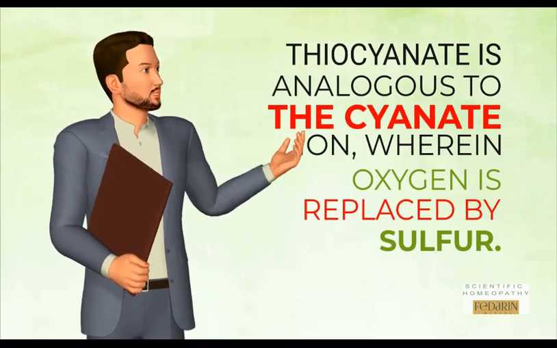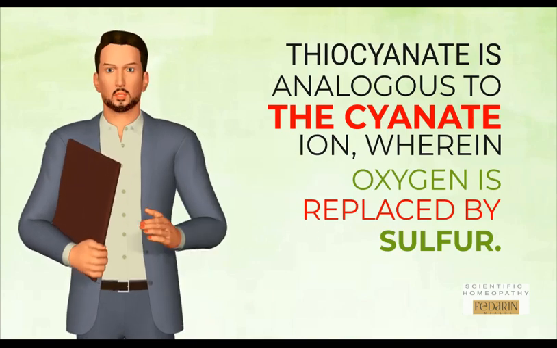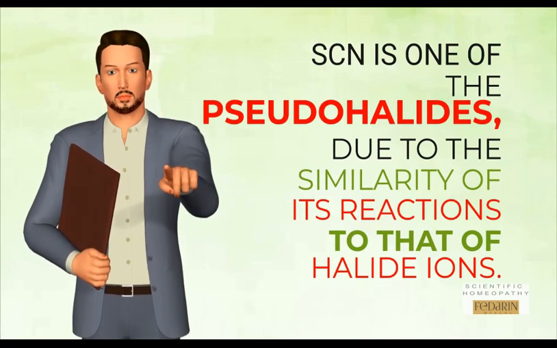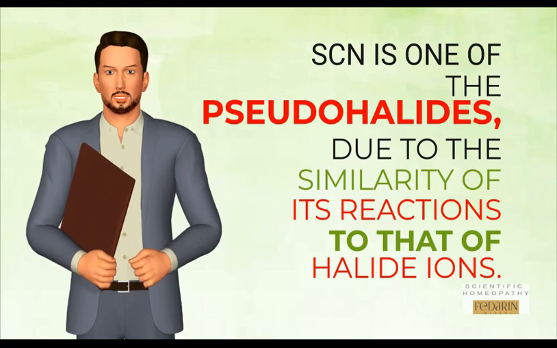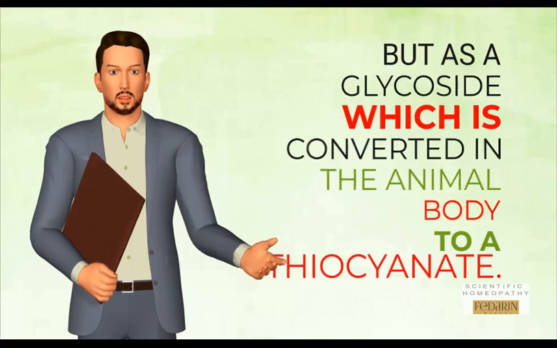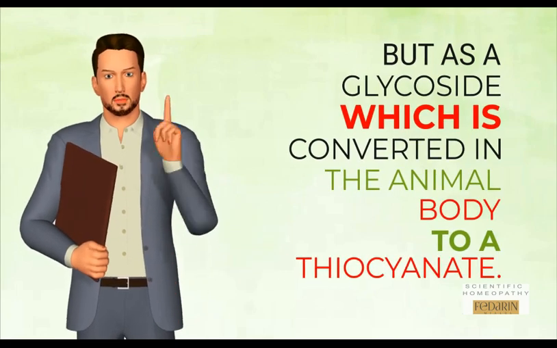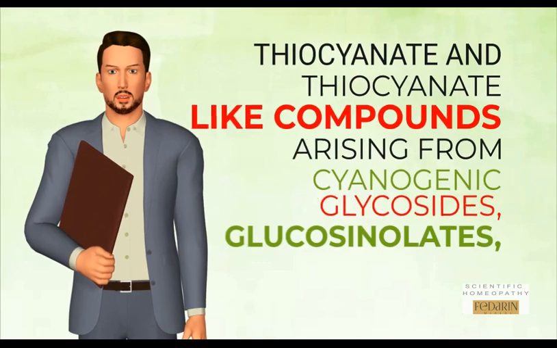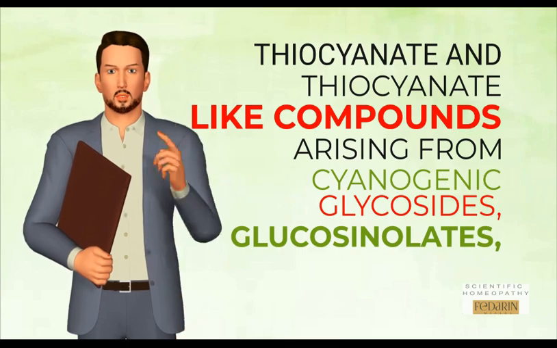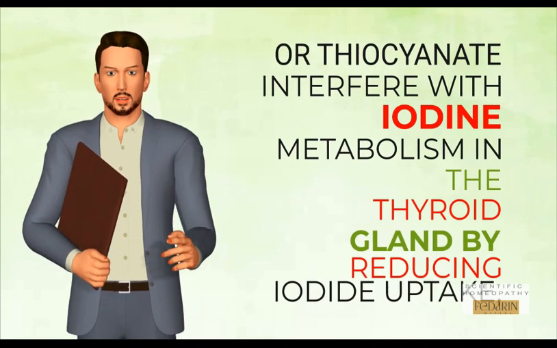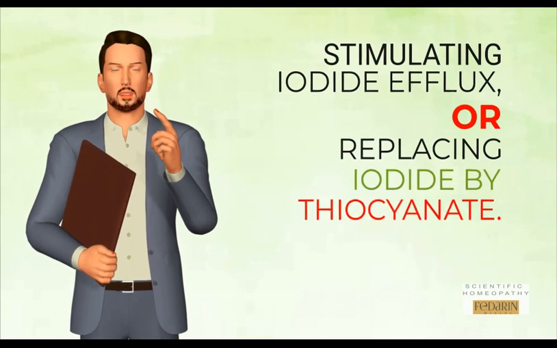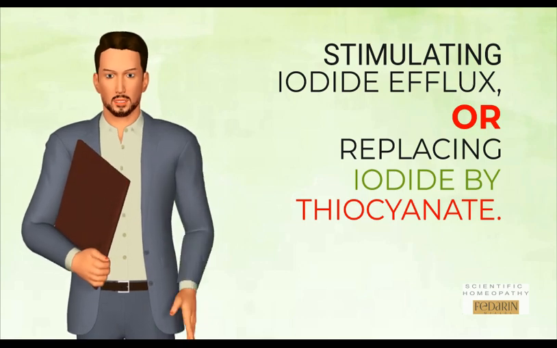Thiocyanate is analogous to the cyanate ion, wherein oxygen is replaced by sulfur. SCN is one of the pseudohalides, due to the similarity of its reactions to that of halide ions. The thiocyanate may not be present in the plant as the free ion, but as a glycoside which is converted in the animal body to thiocyanate. Thiocyanate and thiocyanate-like compounds arising from cyanogenic glycosides, glucosinolates, or thiocyanate interfere with iodine metabolism in the thyroid gland by reducing iodide uptake, stimulating iodide efflux, or replacing iodide by thiocyanate.